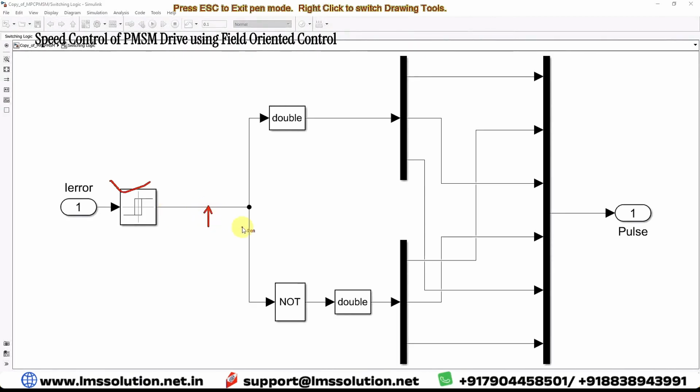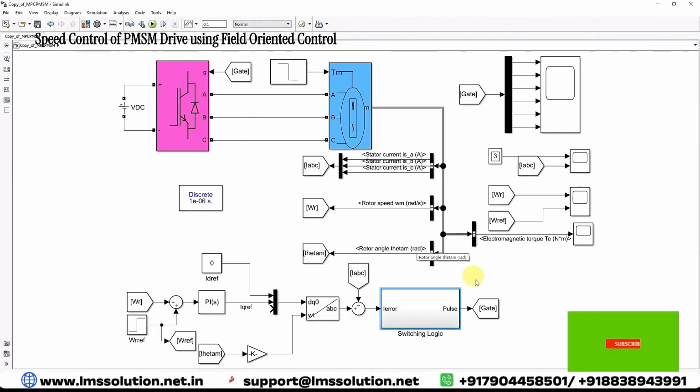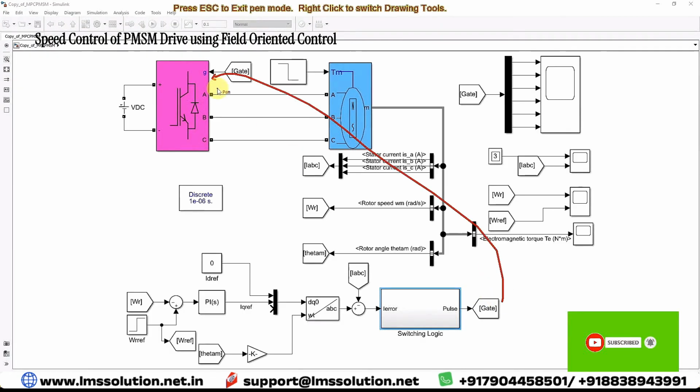Here we are using a 3-phase voltage source inverter. We need 6 pulses, so we take the complement of this pulse, which is converted into 6 pulses for the voltage source inverter. These pulses will be given to the IGBT-based voltage source inverter, and this is going to control the speed of the PMSM.